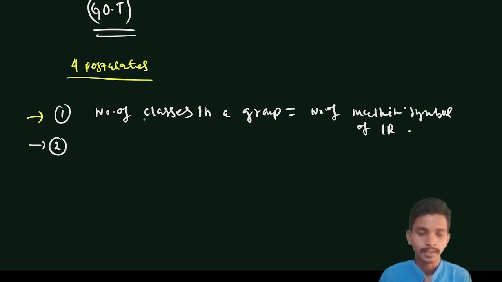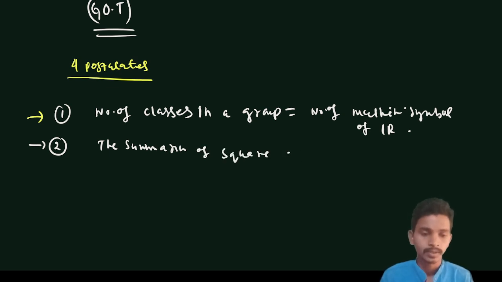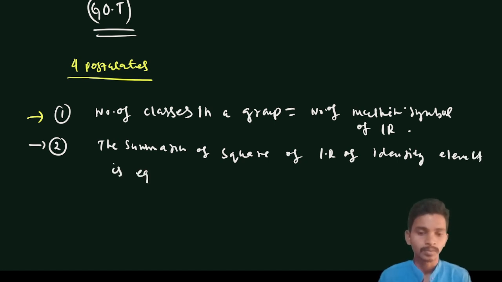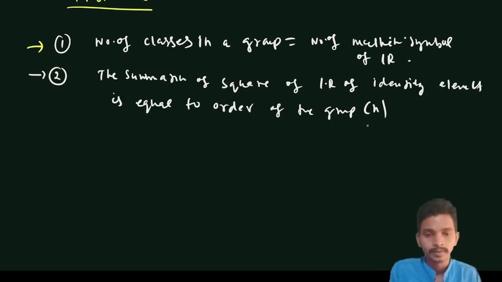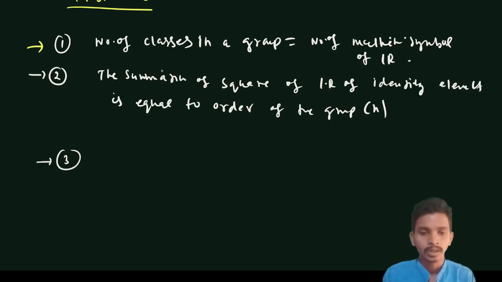And the second postulate, what does it say? The summation of the square of the irreducible representations of the symmetry element identity is equal to the order of the group, that is represented by h. And what is h?